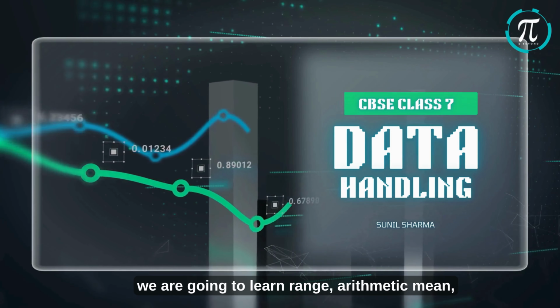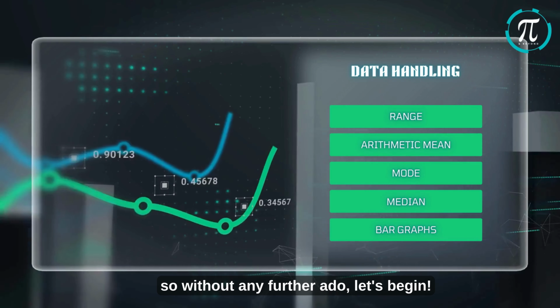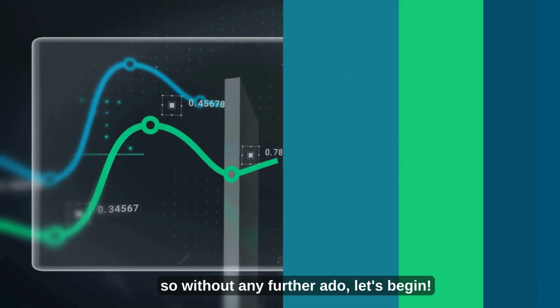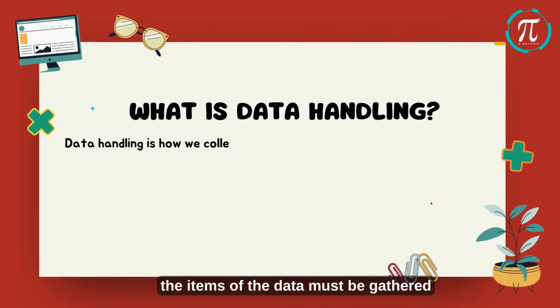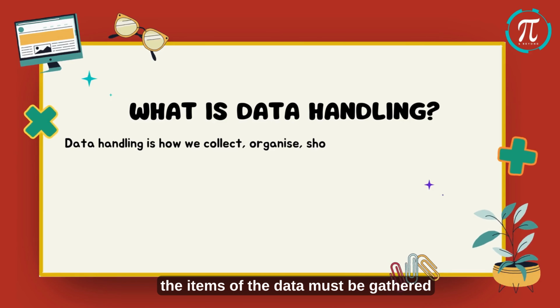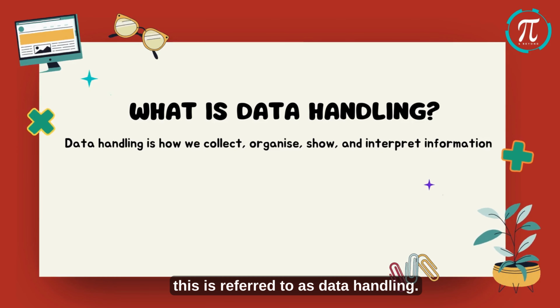In data handling, we are going to learn range, arithmetic mean, mode, median, and bar graph. So without any further ado, let's begin. For data to be meaningful and useful, the items of the data must be gathered and recorded in a systematic manner. This is referred to as data handling.